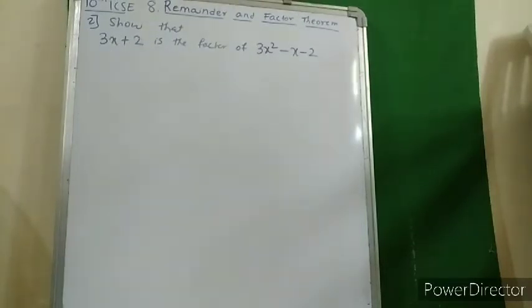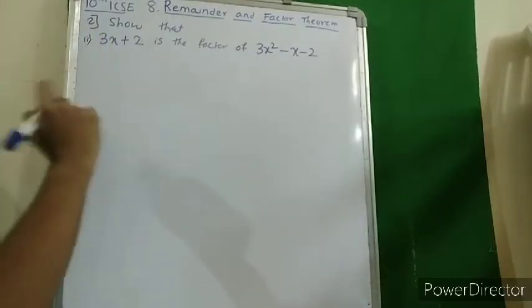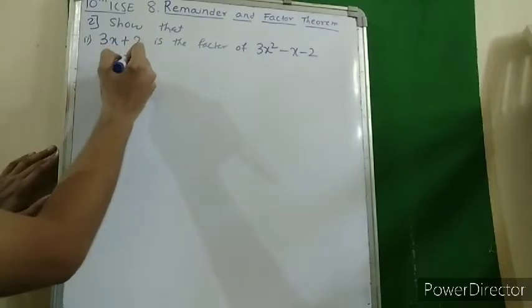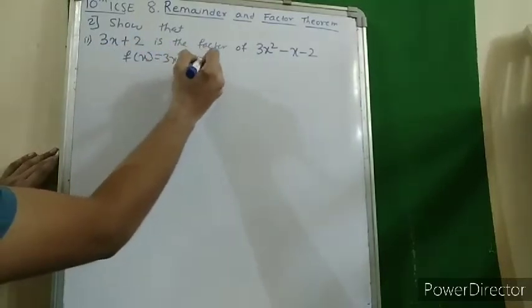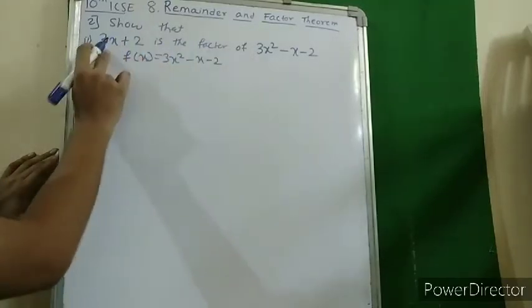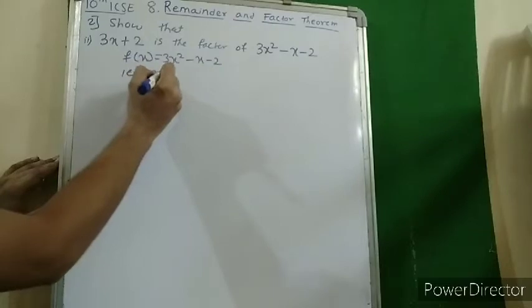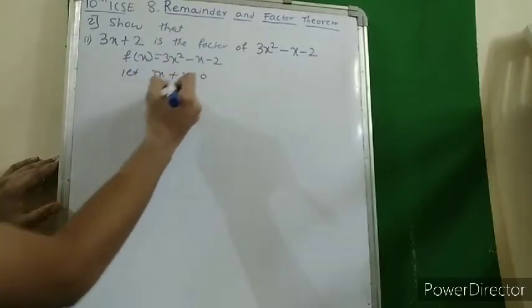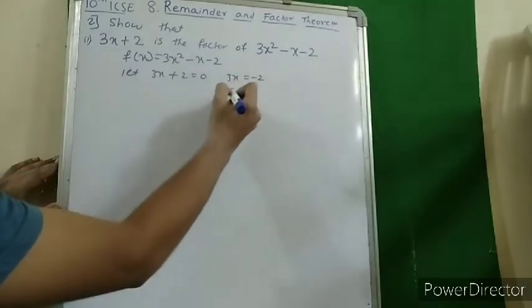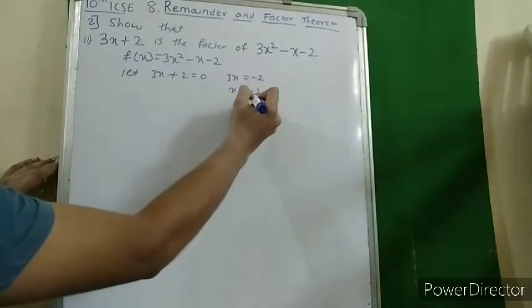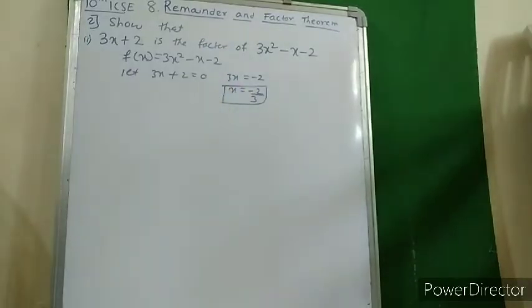Okay. Now we'll start with the second one of the second part. We have this function equal to 3x squared minus x minus 2, and we need to show that 3x plus 2 is a factor. So we'll let 3x plus 2 be equal to 0. So 3x is equal to minus 2, x is equal to minus 2 upon 3.